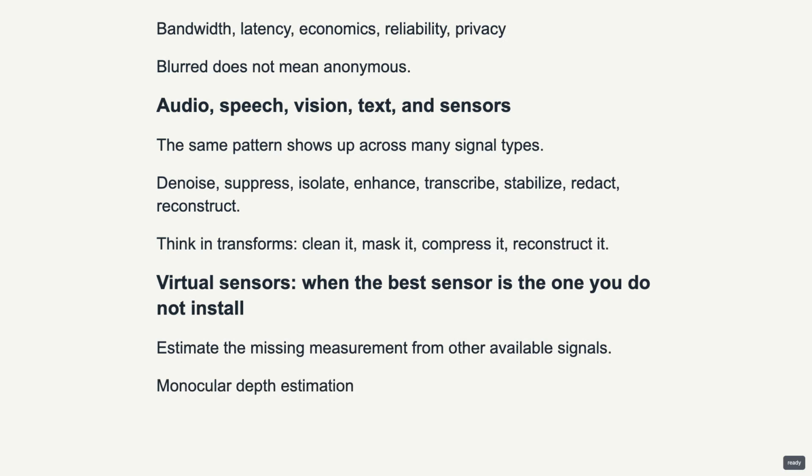Monocular depth estimation is the standard example. A single camera image can be used to infer approximate distance, which is not the same as direct range sensing, but can still be useful when cost or packaging matter.